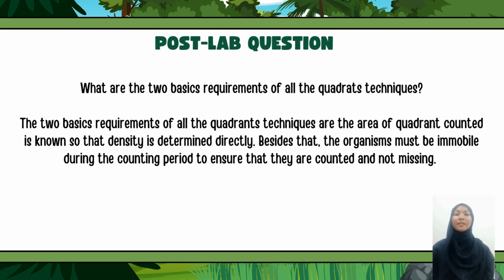The second question is, what are the 2 basic requirements of all the quadrat techniques? The 2 basic requirements of all the quadrat techniques are that the area of the quadrat counted is known, so that the density is determined directly. Besides that, the organisms must be immobile during the counting period to ensure that they are counted and not missed.